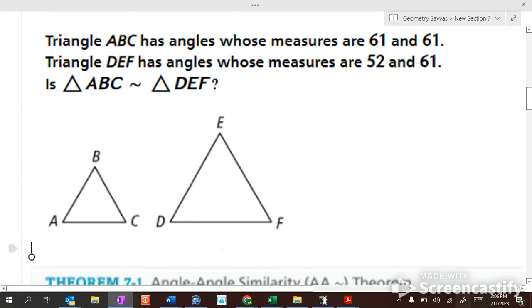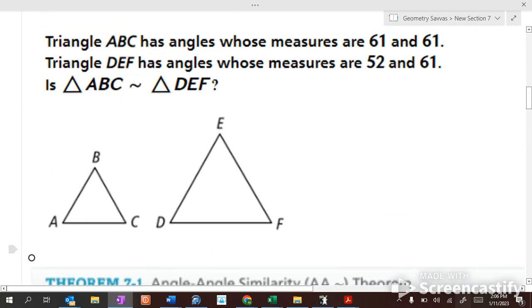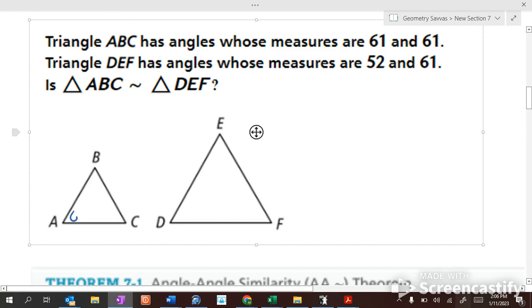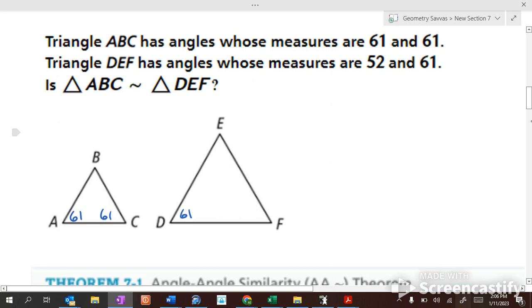we're going to scroll back up here and look at these two. Now, the first triangle has a 61 and a 61. The other triangle has a 61 and a 52. They might be similar. Let's see. What's 61 plus 61? 122. What's 180 minus 122? 58. You think they're going to be similar?